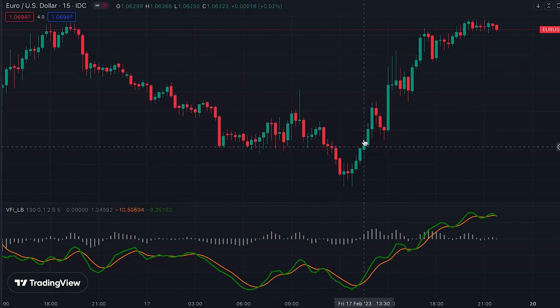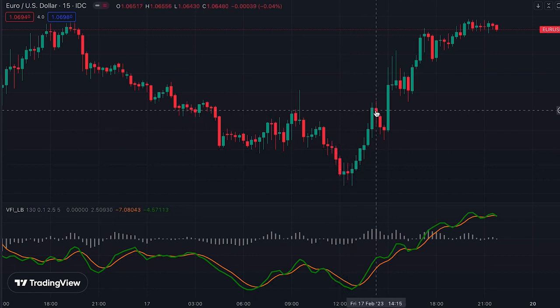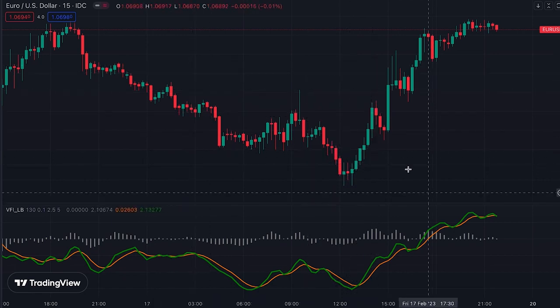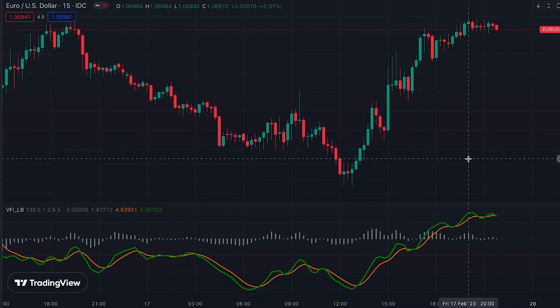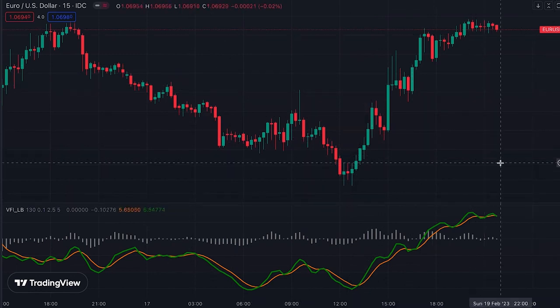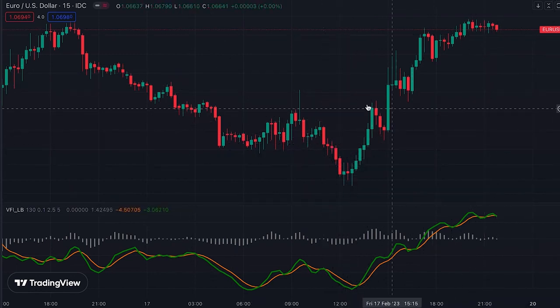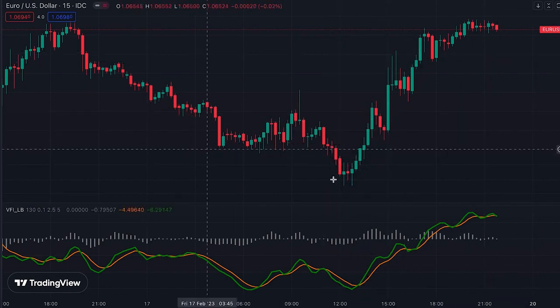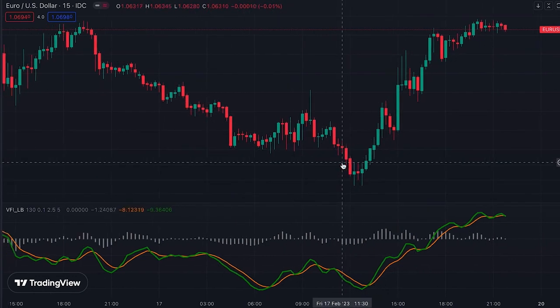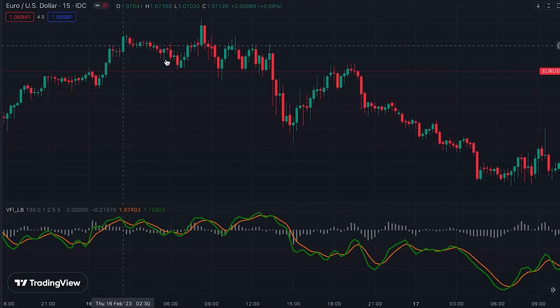It can be just a pullback and then the price again continuing its prior direction, or the price may go to a trading range before proceeding in either direction, or an instant reversal may happen, like what happened here in this case. This was an example of bullish divergence.